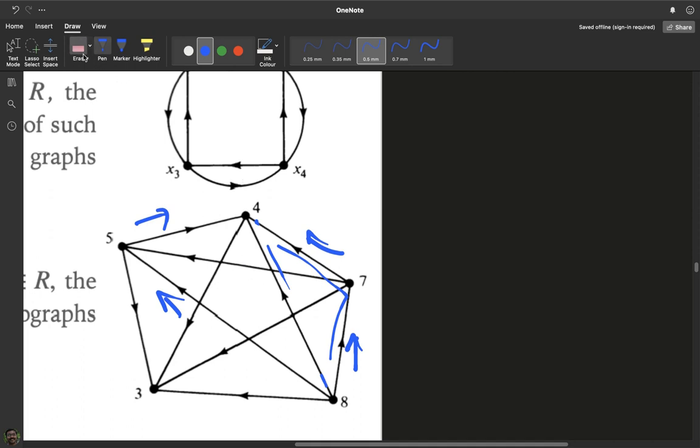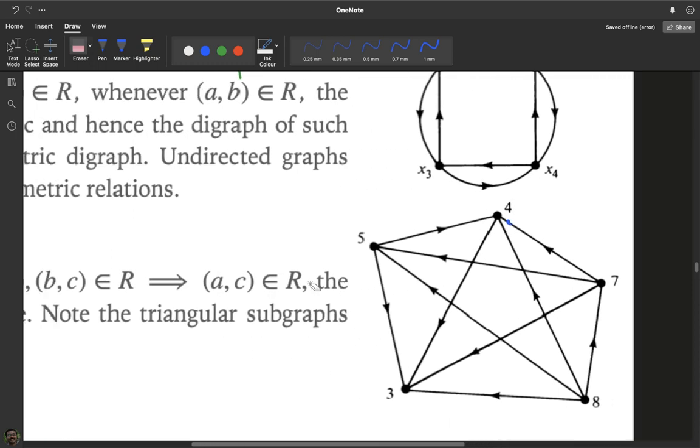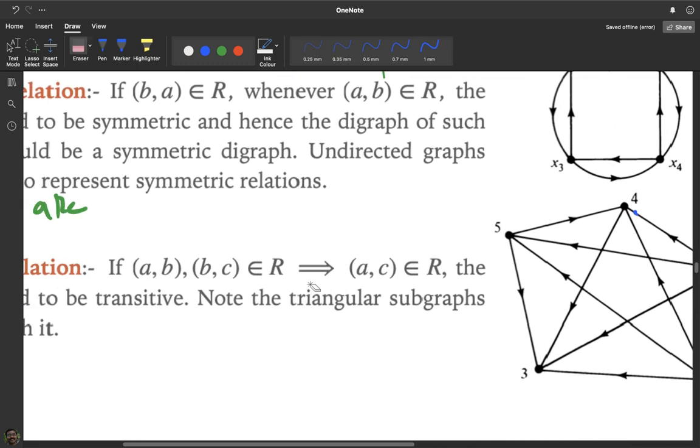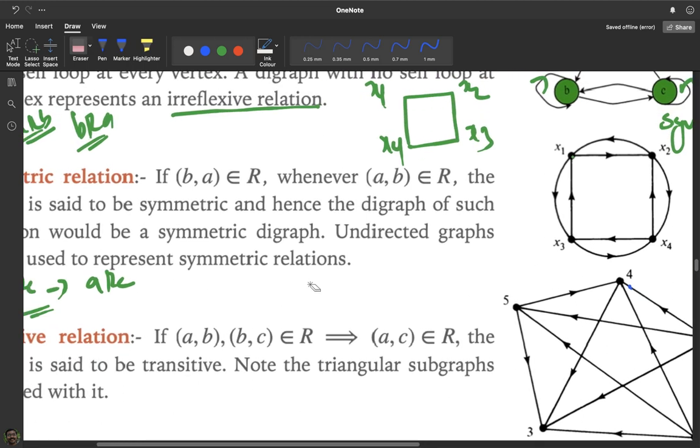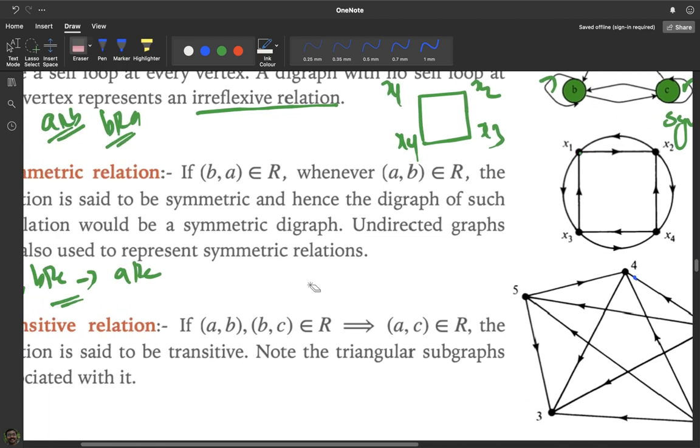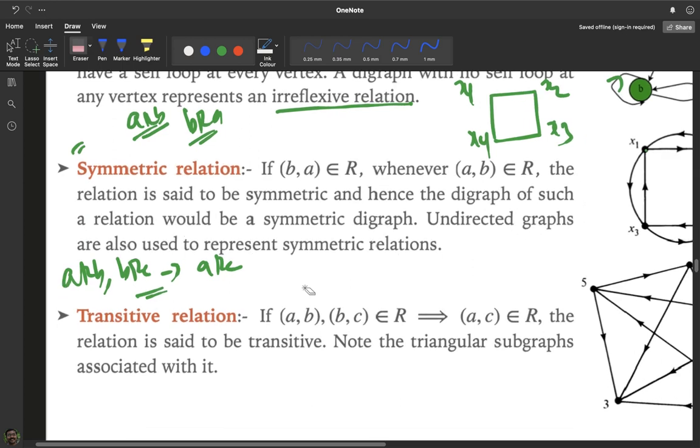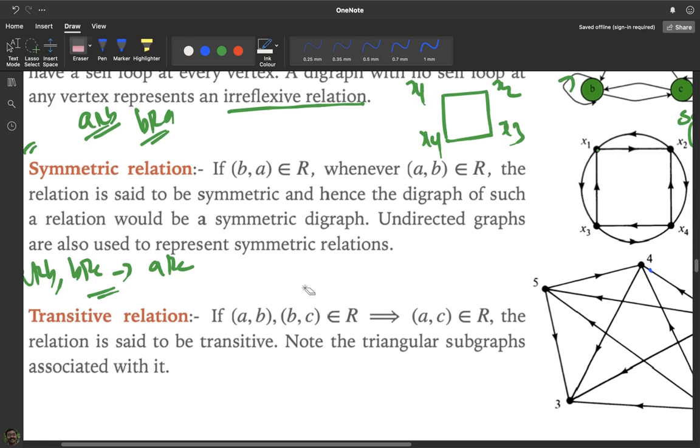This is an example of a transitive relation, and you can see that in a transitive relation there are many triangular subgraphs. Because if A is related to B and B is related to C, then A should be related to C. So you can see a triangle between A, B and C. Please look at this graph and try to find some relations between these corresponding vertices.